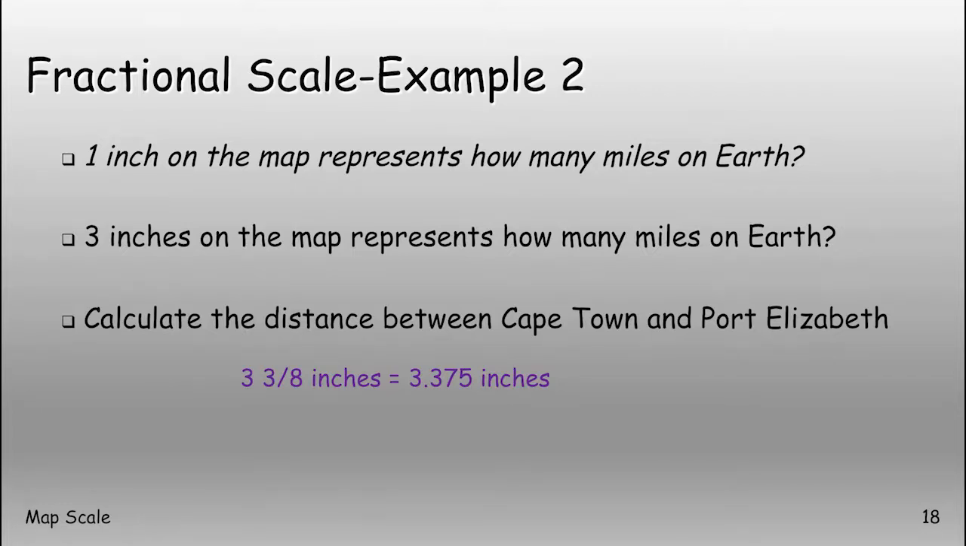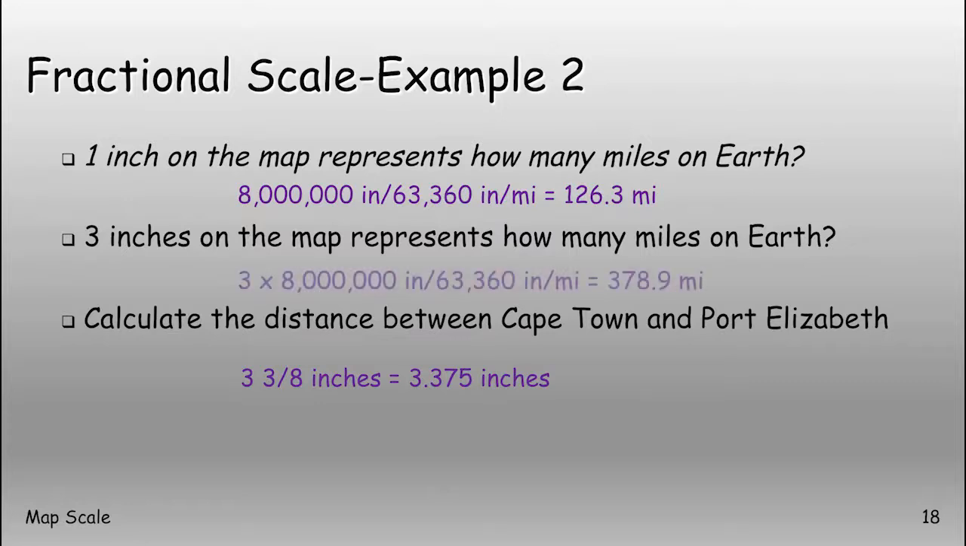And then the last question here is, 3 inches on the map represents how many miles on Earth? You could take the number above, 126.3, and multiply by 3. Or you can start over. Here I have started over. I take 3 inches, times it by the scale of 8 million, and then divide by the conversion factor for inches to miles. In both cases, you should get the same answer or very close to the same.